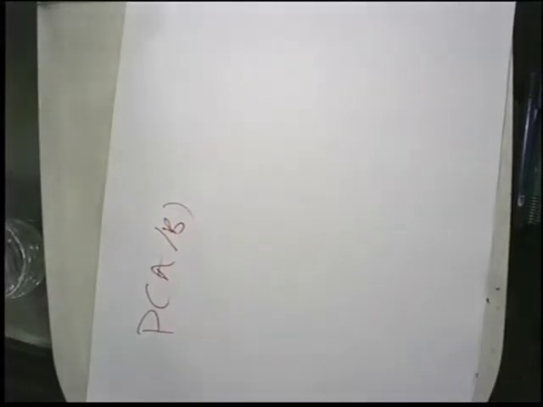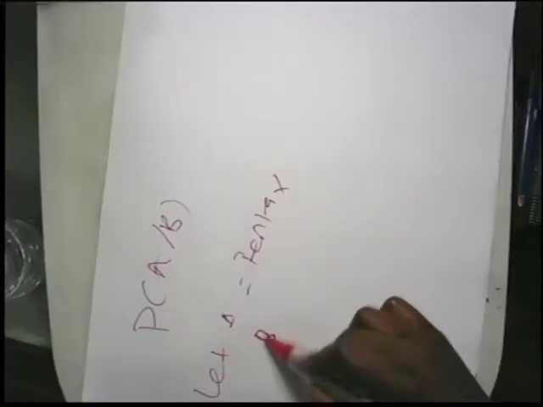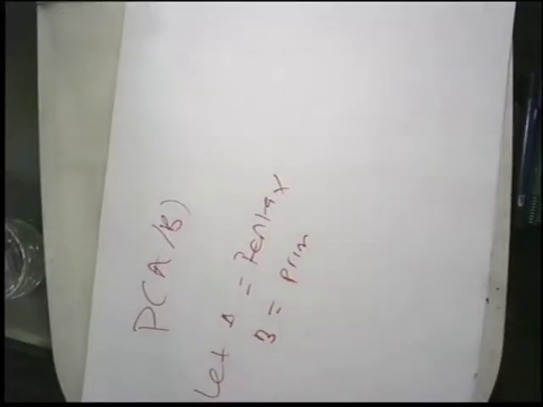Now, how do we calculate those probabilities? We say which one is known in advance. The one that is known in advance, or the one that is the condition, is the one that comes last. It's primarily personal. Now what we do there, we let A be Pentax, and then we let B be primarily personal. Now to calculate the probability of A given B.